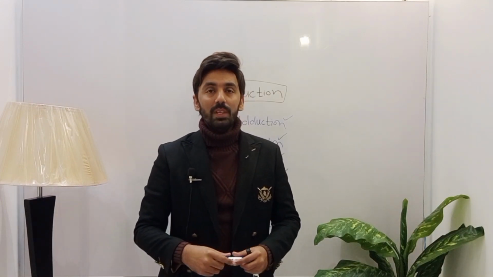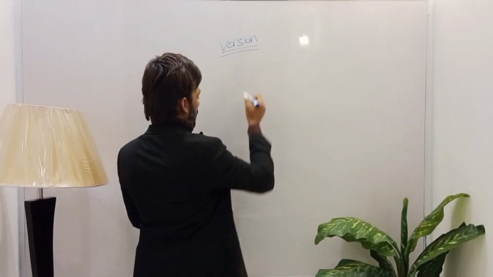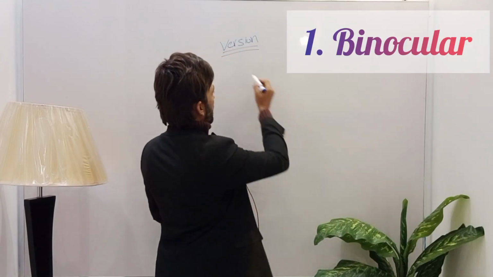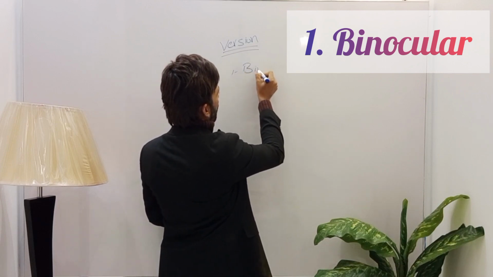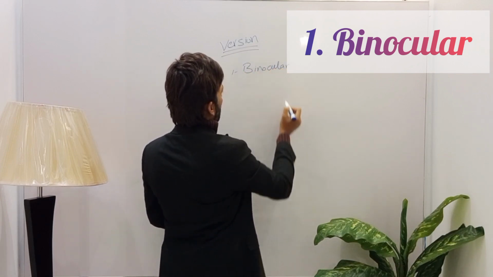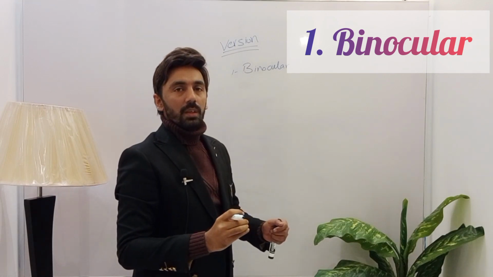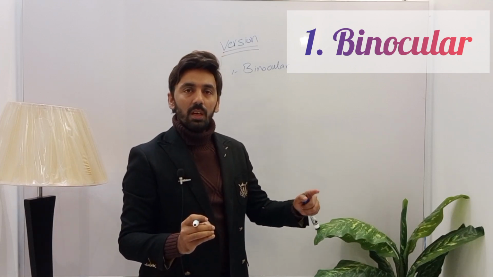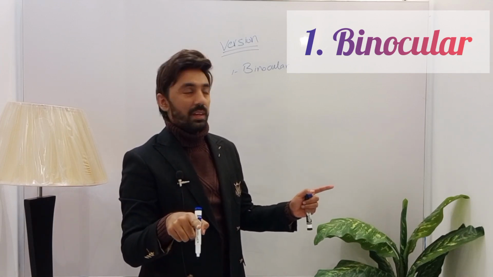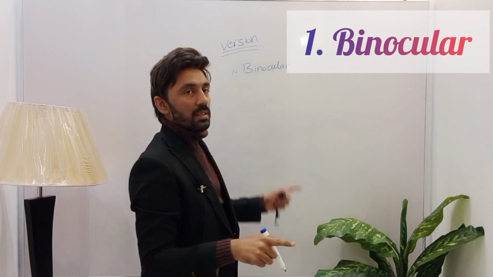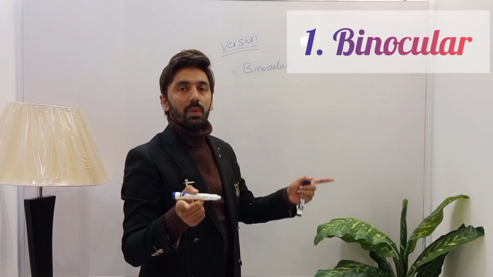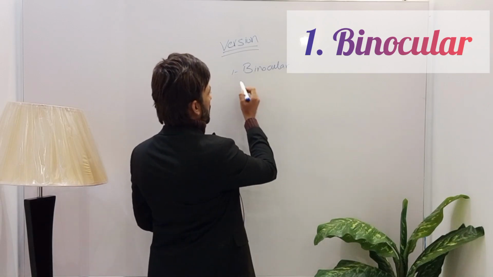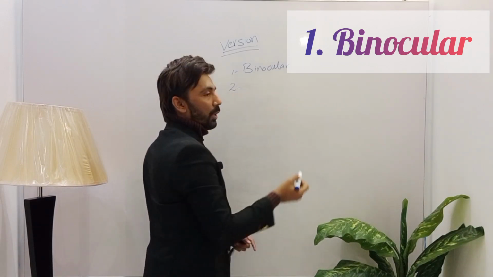And now we will discuss about the version. So if you want to define the version, you have to keep in mind three different words. The first one is binocular. Remember, version is all about binocular eye movements, right? In contrast, the duction was all about monocular eye movement, but version is binocular. We will examine both eyes, right? So its first one is binocular. The eye movement should be binocular.